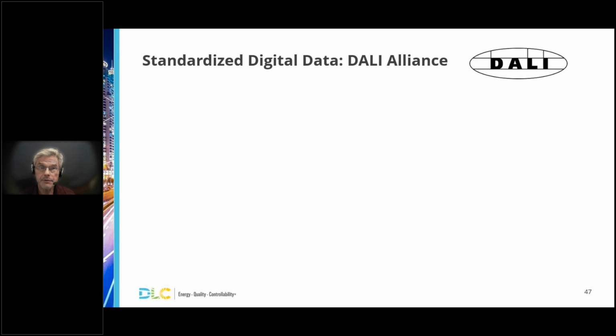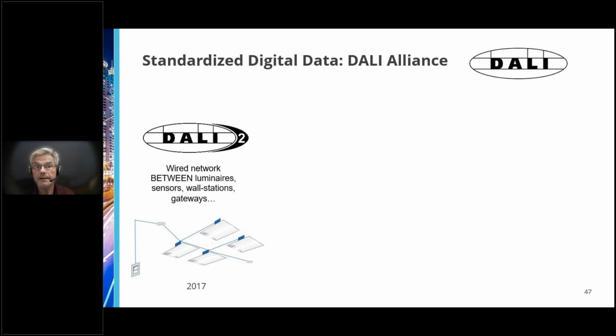The DALI Alliance promotes DALI, digitally addressable lighting interface, for digital communication between lighting control devices. DALI-based wired lighting control systems are common in Europe, and recent developments are gaining popularity in North America. In 2017, the DALI 2 protocol was published for wired networks between luminaires and other devices. DALI 2 requires certification testing to support interoperability between certified products and defines protocols to manage data from sensors in a standardized way.